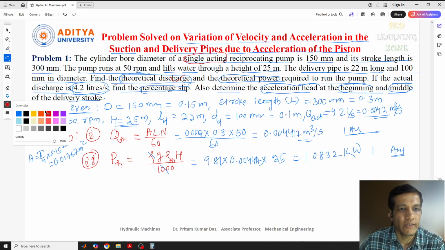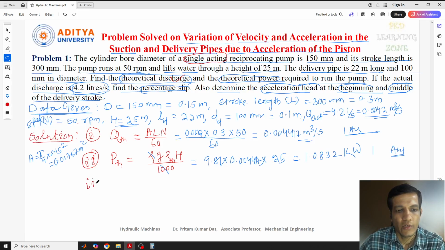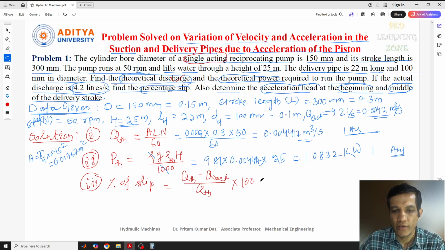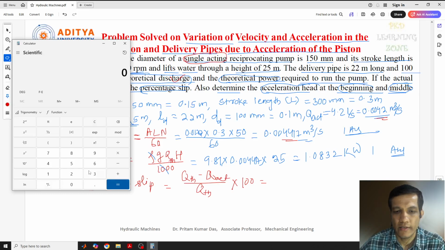The third question asks for the percentage of slip. The formula for the percentage of slip we know. It can be calculated as theoretical discharge minus actual discharge, divided by Q TH, into 100. The 100 is for the percentage. Here we have already calculated the theoretical discharge, this one, and the actual is this one. Finally, let me solve it and see how much it is coming.